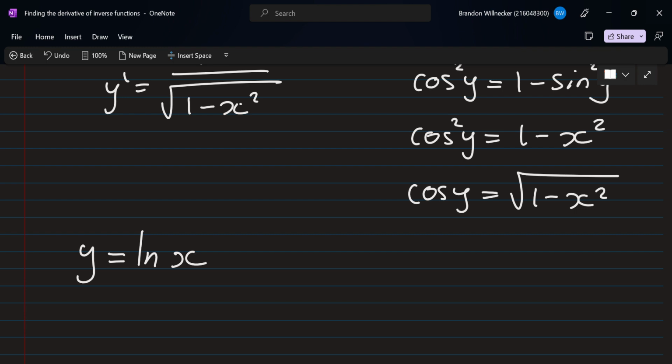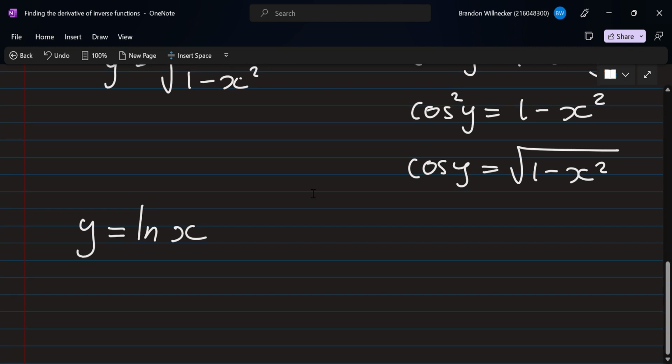Much like how sine and arcsine are inverses, the exponential and the natural log are also inverses. So we're going to follow the same sort of procedure as before. We apply the inverse on both sides. In this case, it will be exponentiation. So e to the y is e to the natural log of x, but those are inverses, so we just get x. Now we get an implicit equation.